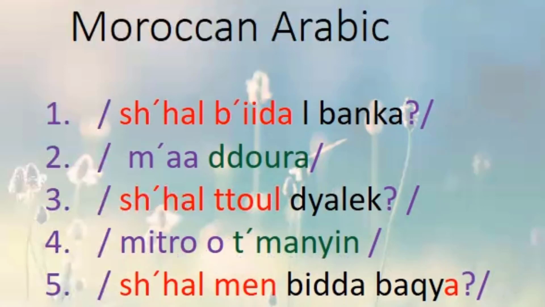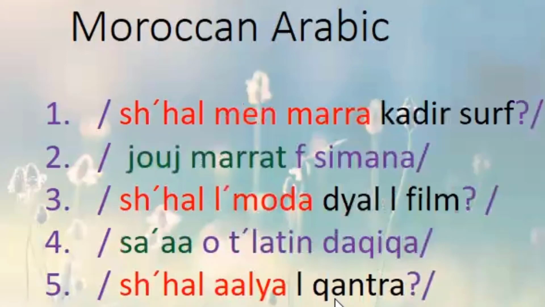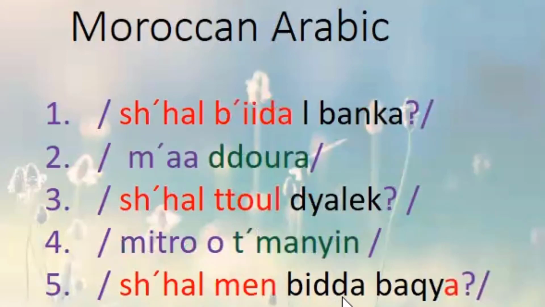Number 5. How many eggs are left? شحال من بيضة باقية. So eggs is البيض and بيضة is 1 egg. So شحال من, how many? شحال من بيضة باقية. How many eggs are left? So left is باقية because in Moroccan Arabic بيضة is singular and feminine.